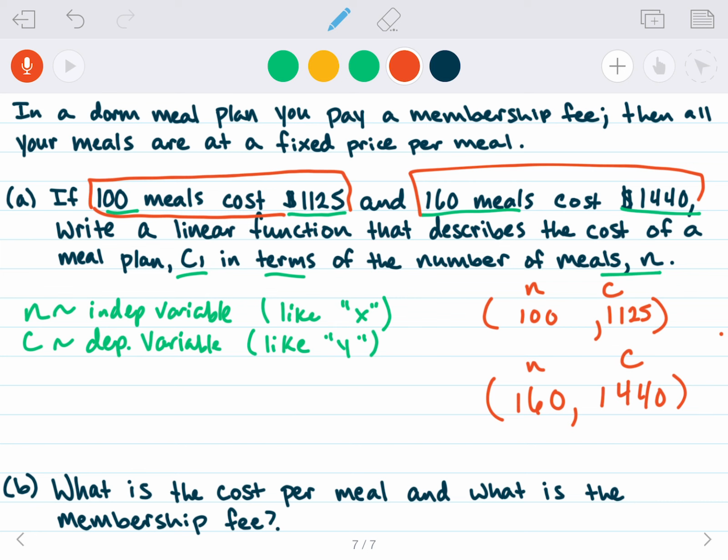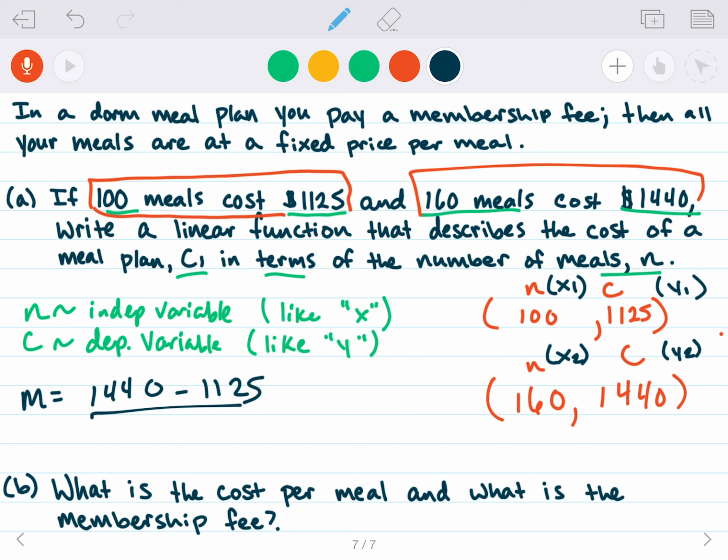So how do we get the slope? Well, we do the same thing that we have been doing, but instead of x, I wrote n right here. Instead of y, I wrote c. But it's the same idea. We're just going to do y minus y over x minus x. So our slope is going to be y. So this is like my y2 right here. This is my x2. This is x1, y1. So y2 minus y1 over x2 minus x1. All right, let's compute this. Okay, so I'm getting 5.25. So that's our slope. So that's M.